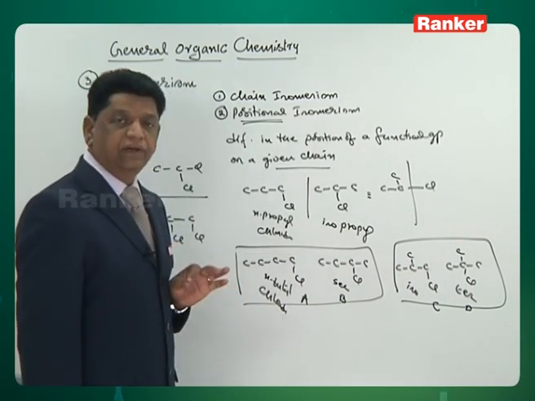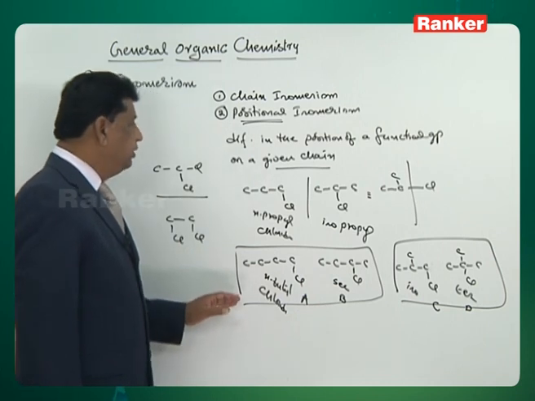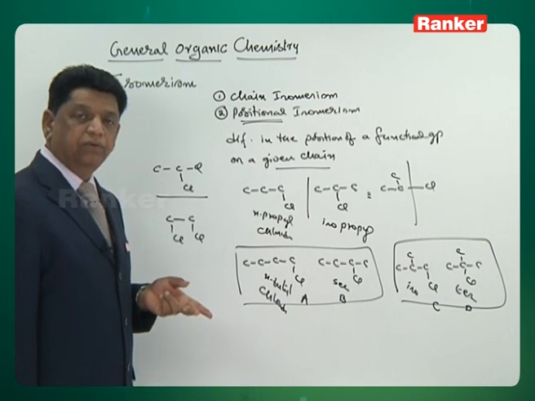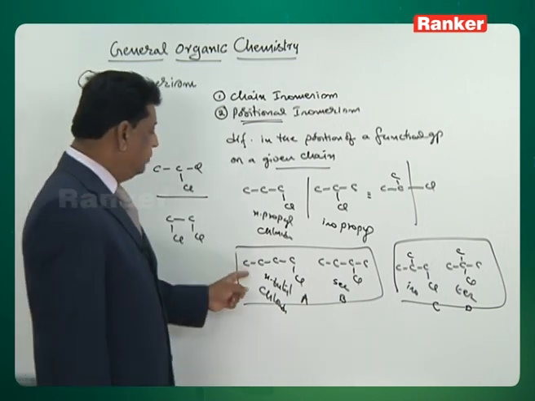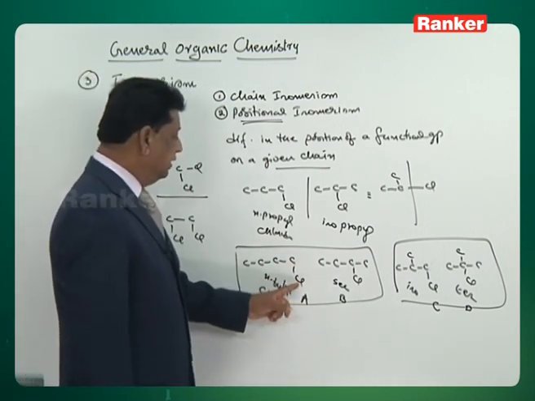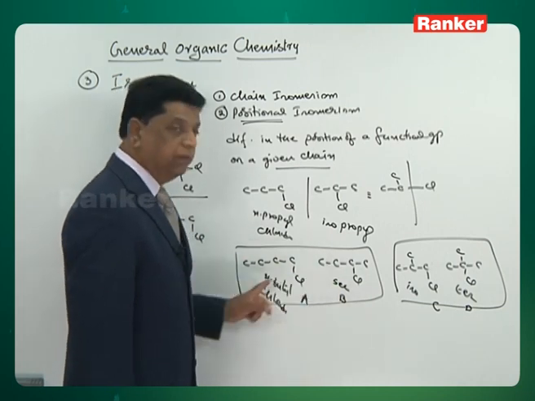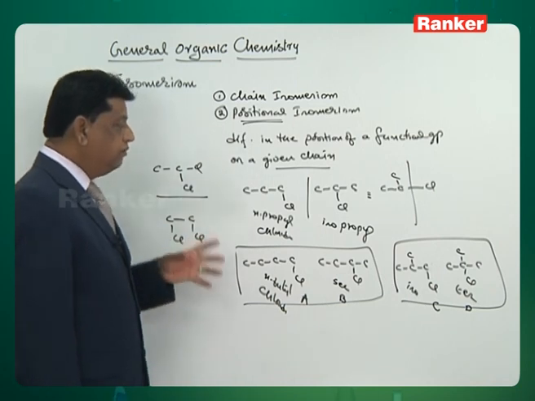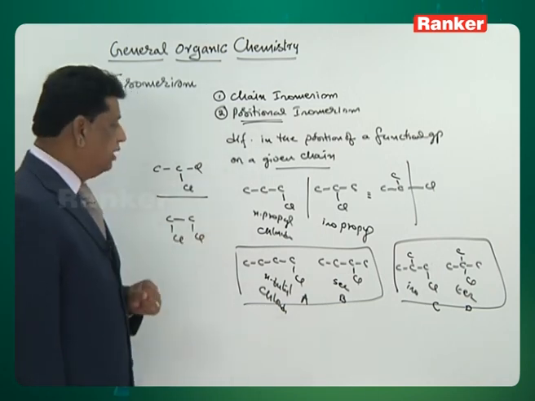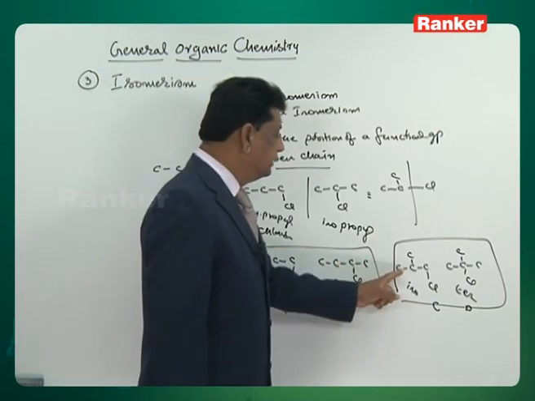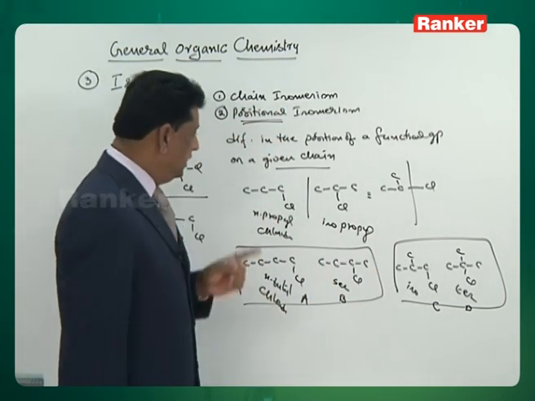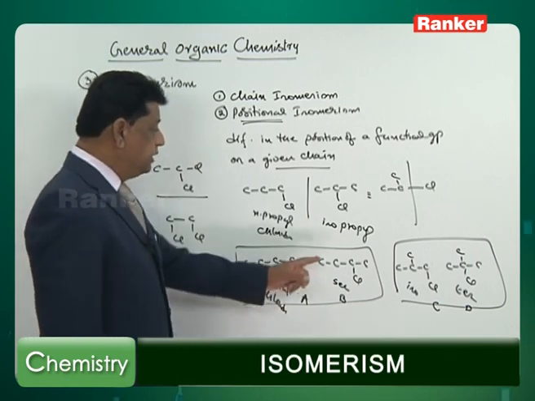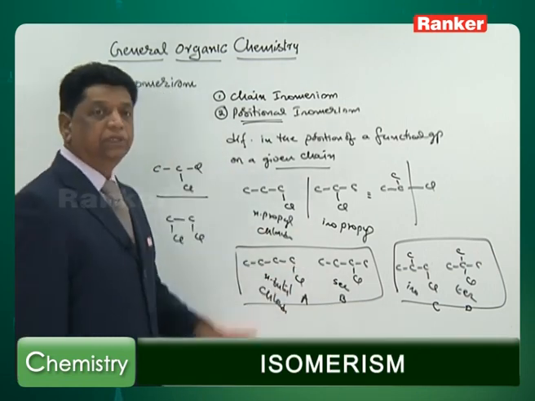If the skeleton differs, there is no argument for positional isomerism. The given chain must be there, and in both compounds the skeleton should be the same. Then only is there the position argument: first carbon, second carbon. Like that, the group position can be discussed with reference to the same skeleton. Therefore, you first have to compare the skeleton. If a skeleton difference is there, go for chain isomerism. If the skeleton is the same but the position of the functional group is different, then it is positional isomerism.